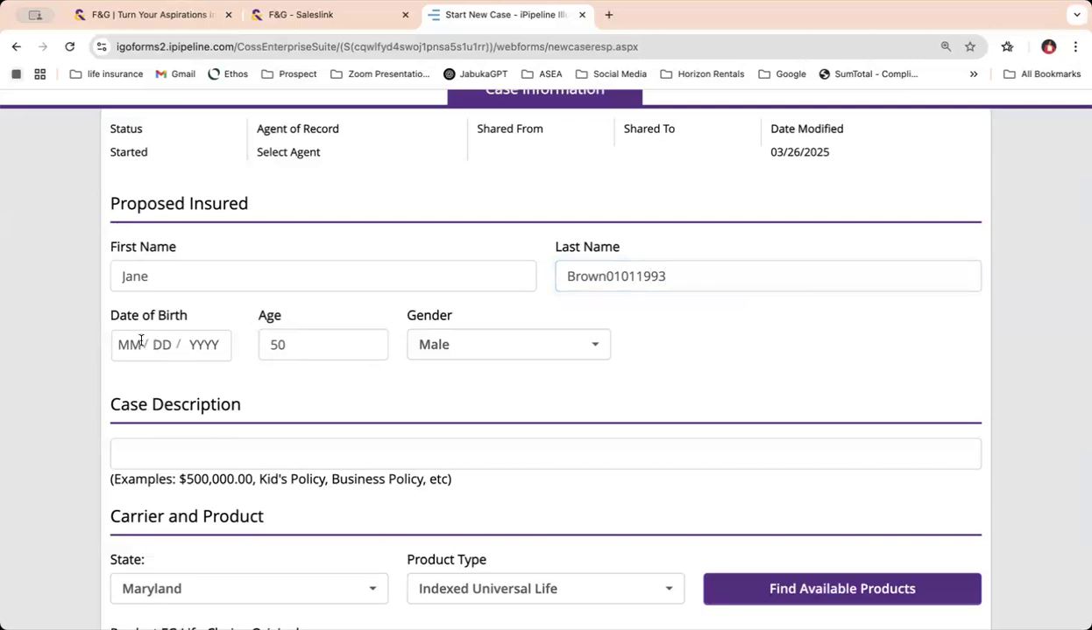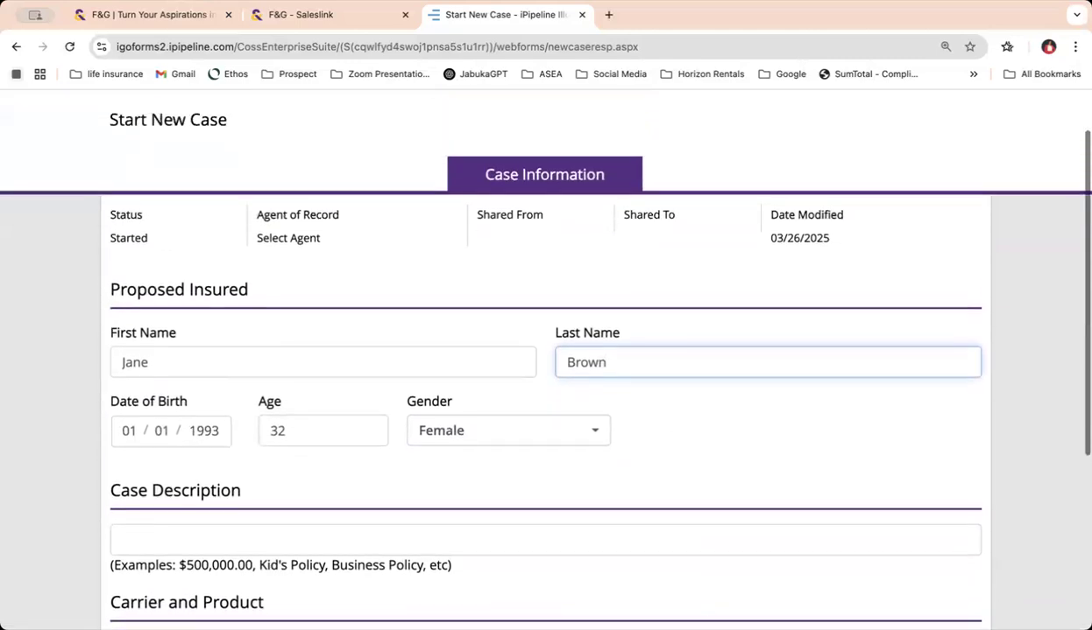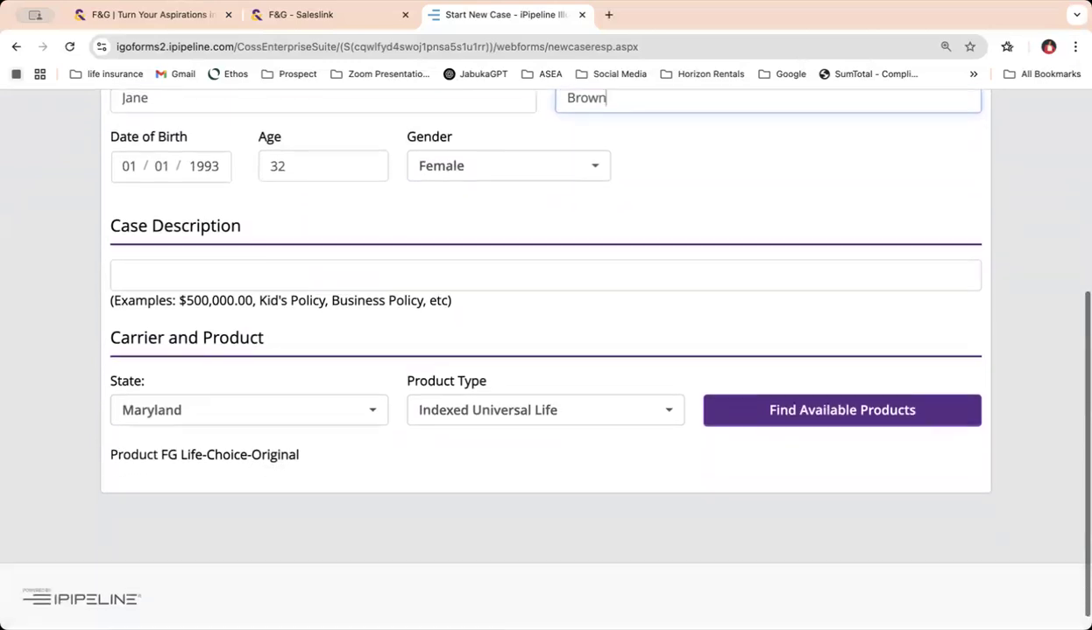All right, so we're going to use January the 1st, 1993. That should give us 32, yeah. And we're going to illustrate for a female, right? Which is Miss Jane. So once that is done, oh, what was I doing here? I was typing in the wrong box. Okay, is that clear? Can you see that, everybody? Yeah? Okay. All right.